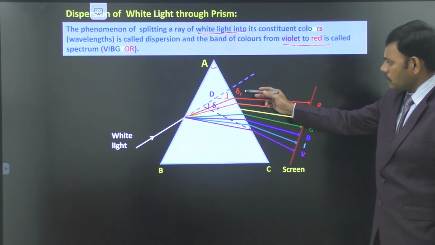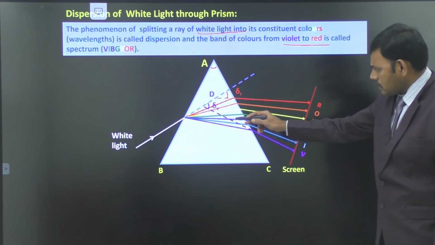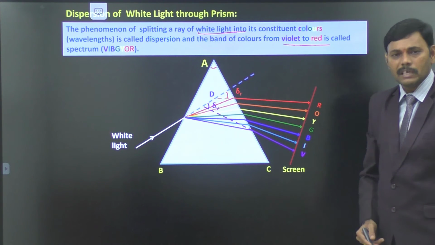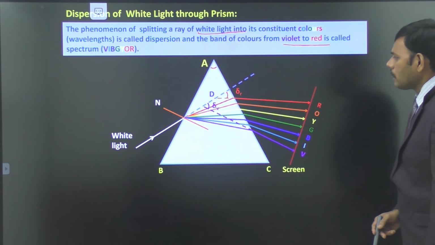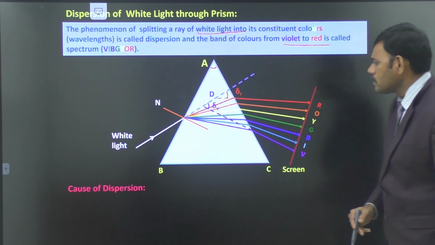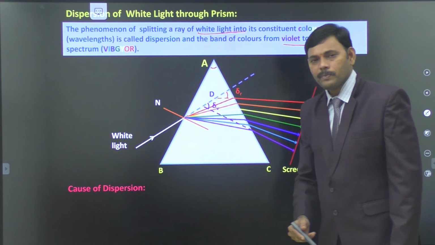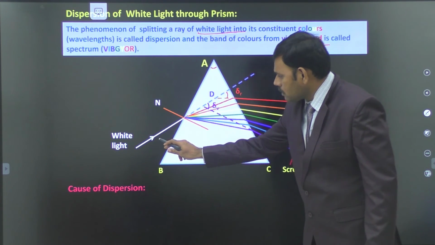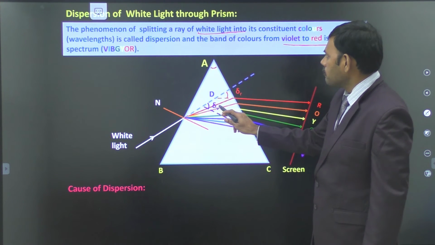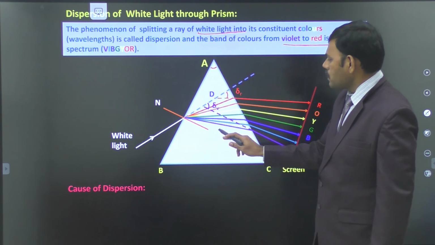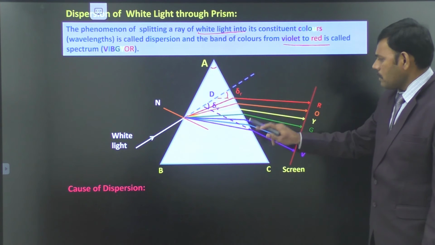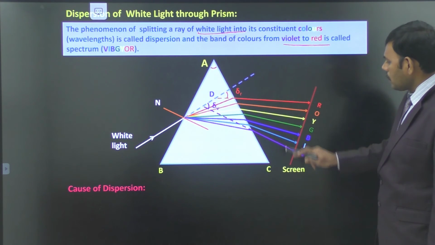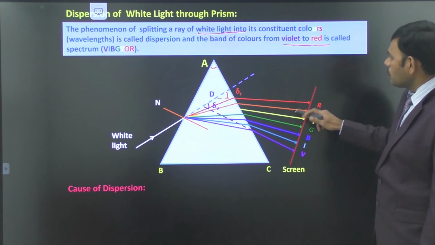We are observing the same thing. From red to violet, in this order, we are observing an increase in the deviation of the colors. Here this is the normal drawn to the point. Here, the cause of dispersion. This is the phenomena of dispersion. As white light is incident on the prism, the white light divides into its 7 constituent colors as VIBGYOR. This phenomena of splitting of white light into its colors is known as dispersion.